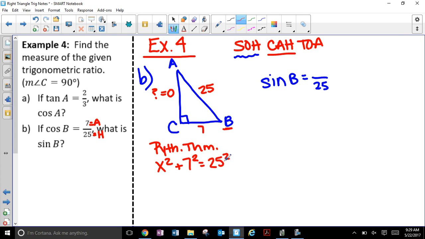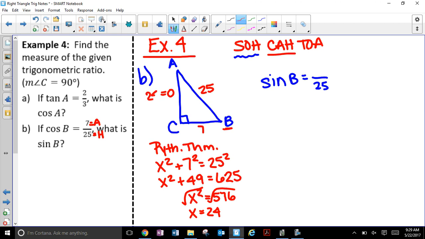So if you work that out, you get this, and then we subtract 49 and get this, square root, so you get 24. So then we figured out the opposite leg is 24, and since we need sine, 24 goes on the top. So it's opposite leg over hypotenuse of angle B. So angle B, the opposite leg was 24, the hypotenuse is 25. So that's the answer you would look for.